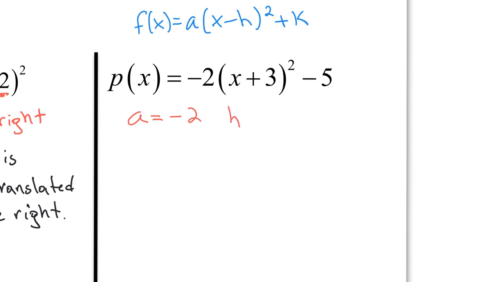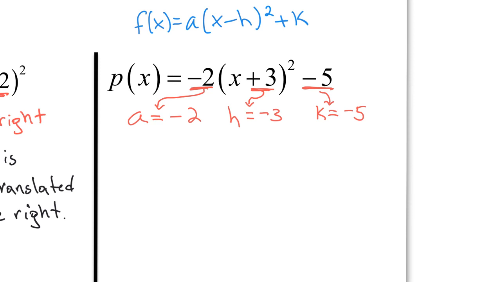My h value, so let me go back here, a is the one outside of the parentheses, h is the one inside of the parentheses, but you also have to change the sign, so minus 3, h equals negative 3, and your k number is going to be the one at the end. So we have k equals negative 5. You don't change the sign of k, you always keep that sign.